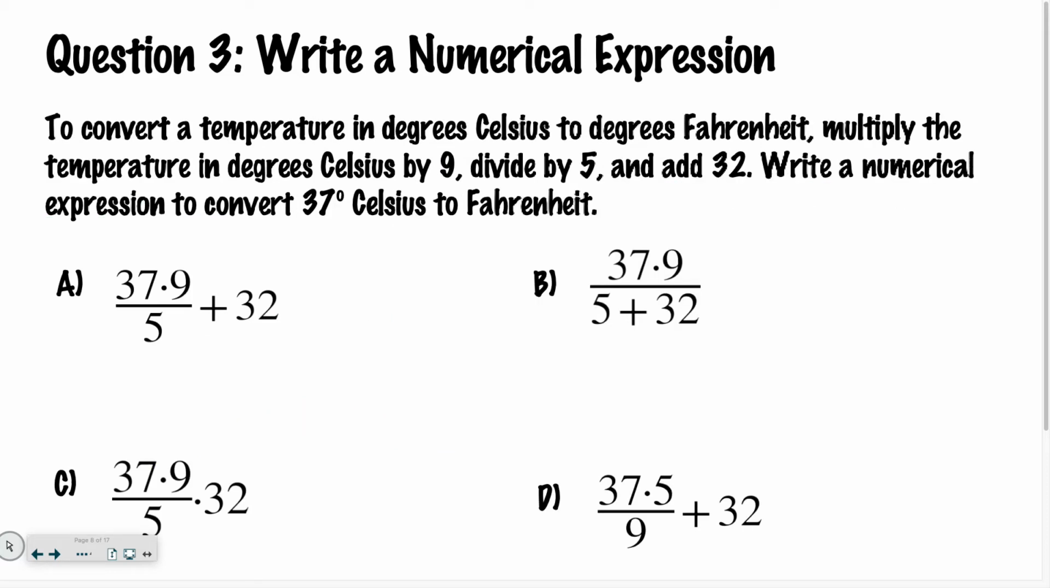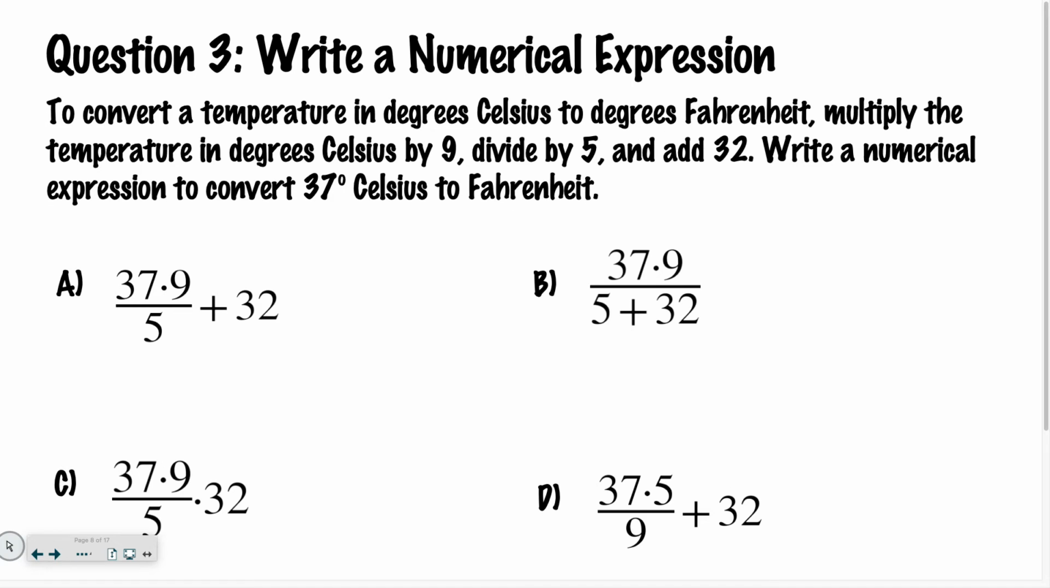All right, question number 3. This one's for you. To convert a temperature in degrees Celsius to degrees Fahrenheit, multiply the temperature in degrees Celsius by 9, divide by 5, and add 32. Write a numerical expression to convert 37 degrees Celsius to Fahrenheit.